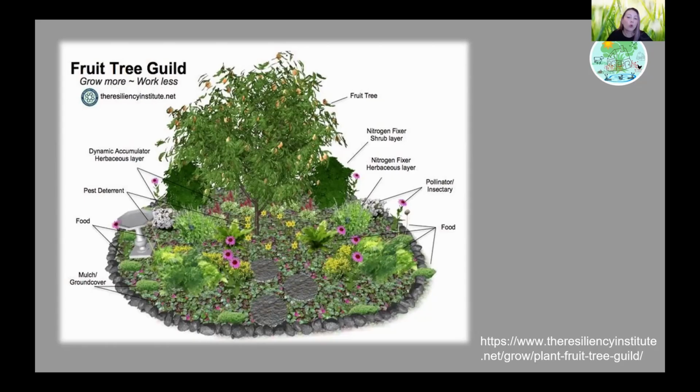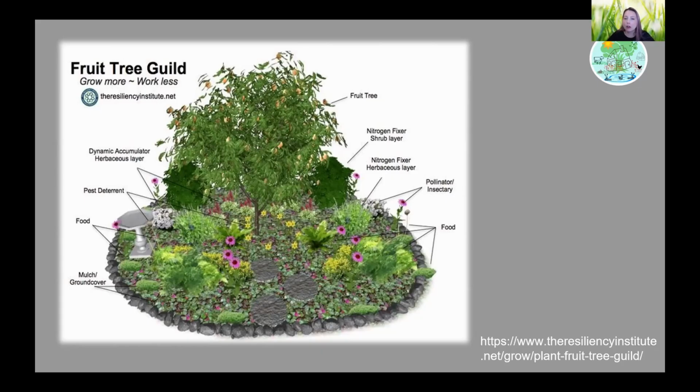Nutrient providers are going to be plants like legumes that fix nitrogen from the air into the soil, or dynamic accumulators with deep taproots that are going to pull nutrients from the subsoil, which can then be accessed by other plants. Pest deterrents and attractors are also components of a permaculture guild. Plants that repel pests with their scents, or those that attract beneficial insects that prey on the pests.